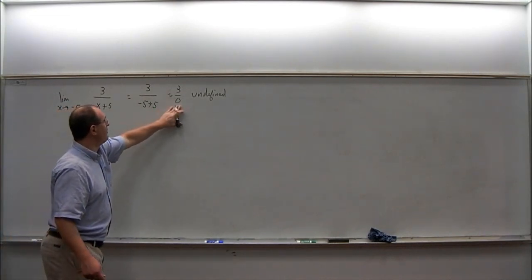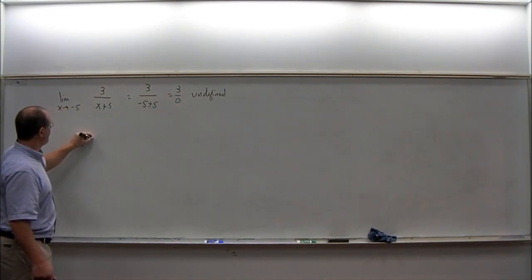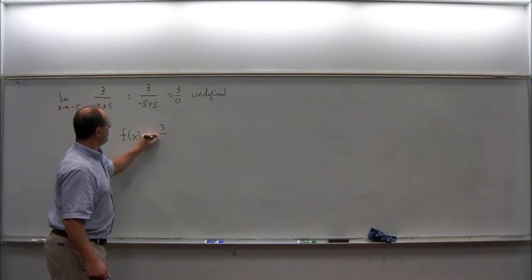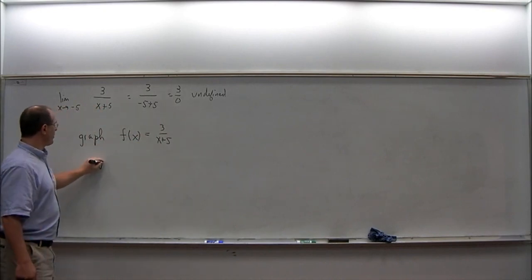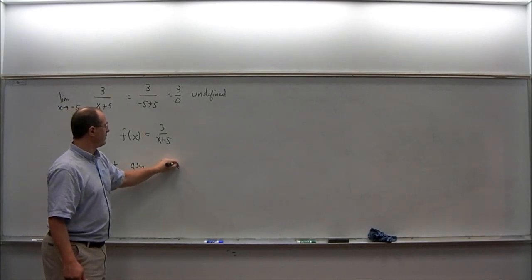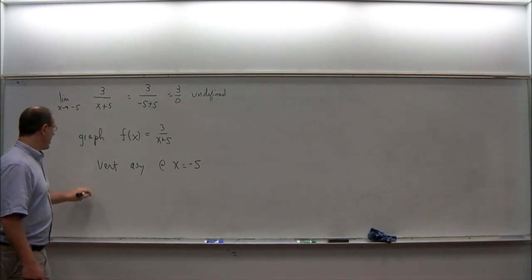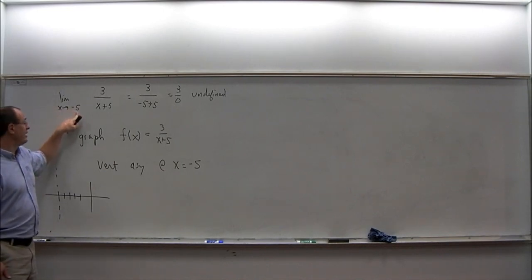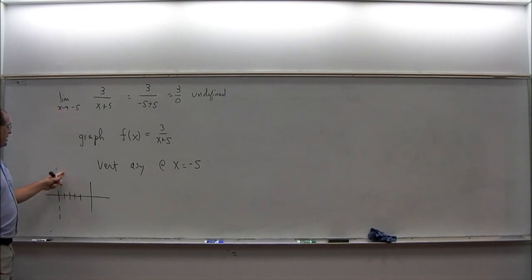So the fact that we have this division by 0 tells us that the graph of the function f of x equals 3 over x plus 5 has a vertical asymptote at x equals -5. And when we're looking at a two-sided limit, then we need to investigate the one-sided limits to see if the behavior is the same on both sides or different.